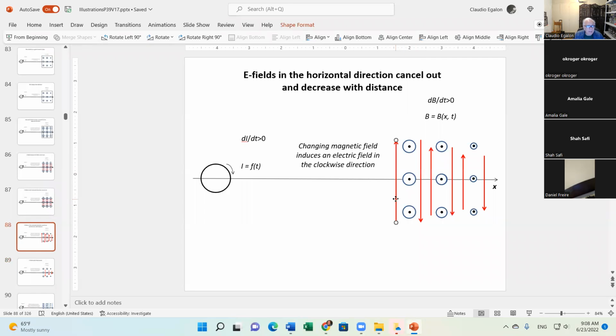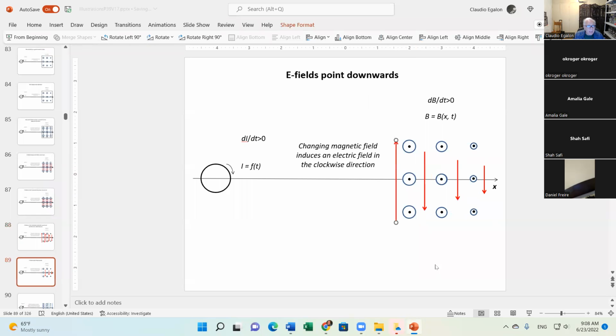And so let's put another electric field line. Let's see. Yeah, this electric field line should be downwards, right? Because we have another magnetic field line here that I didn't draw. So it should be a little bit more intense, stronger.